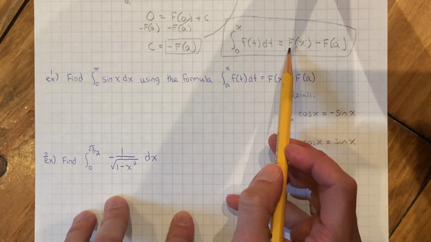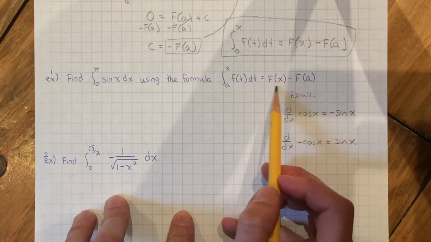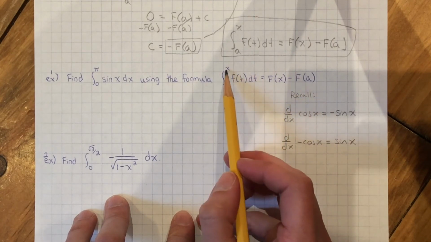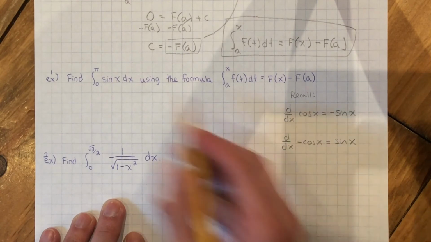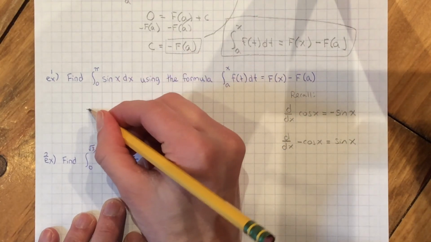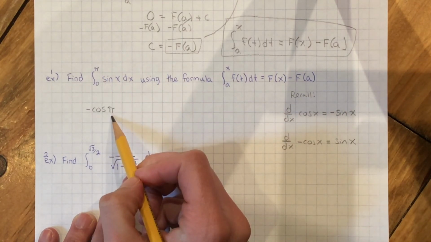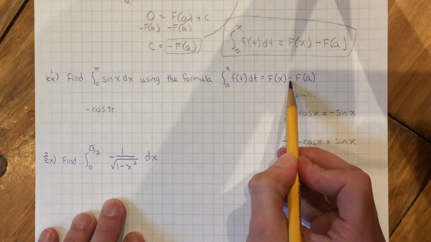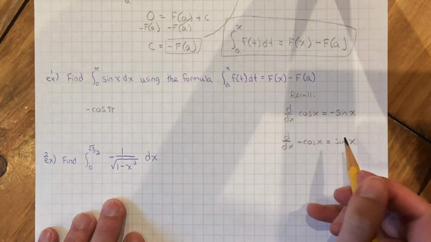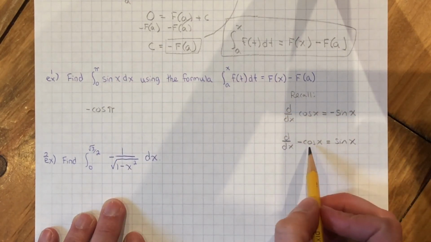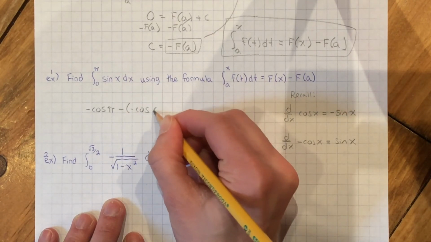So now using this formula, I'm going to take the antiderivative evaluated at the upper bound. So the antiderivative is negative cosine of x. So I'm going to do negative cosine of our upper bound minus the antiderivative at our lower bound. So our antiderivative, again, is negative cosine x. So minus negative cosine of the lower bound.